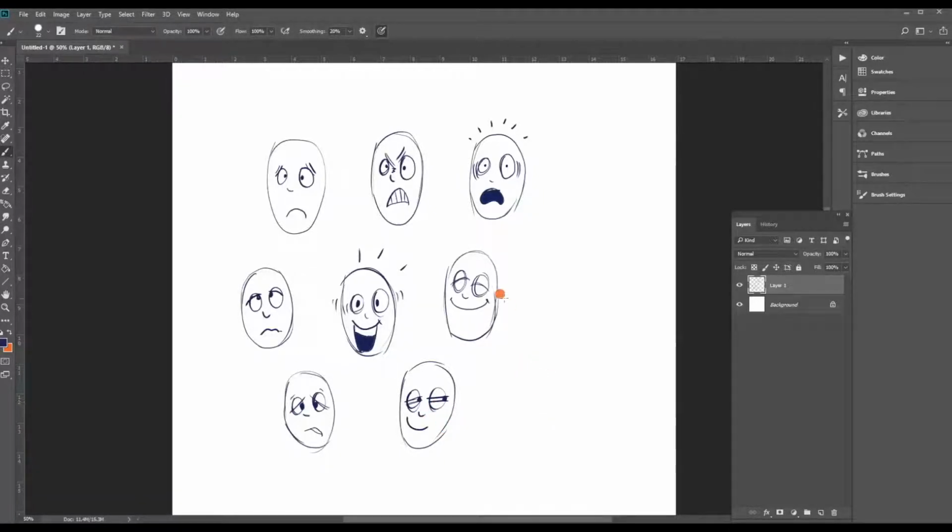Okay, great. So there's some very simple ways to get lots of very different expressions using the same basics.